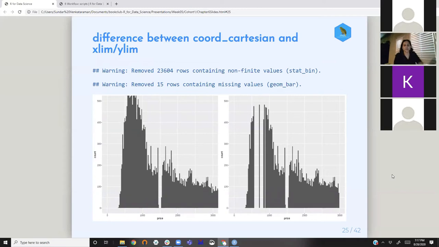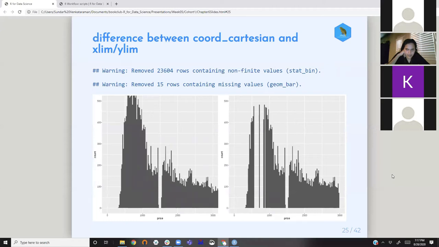Now here we're talking about what's going on between coord_cartesian and xlim and ylim. On the left it's coord_cartesian, and on the right we are looking at xlim and ylim. For the one on the left, we just zoom in, but on the right we have actually removed all the data that corresponds to those points. Not sure if this is very clear. This did not end up looking as clear as I wanted. So are there any questions here? Because I'm a little bit confused looking at this right now.